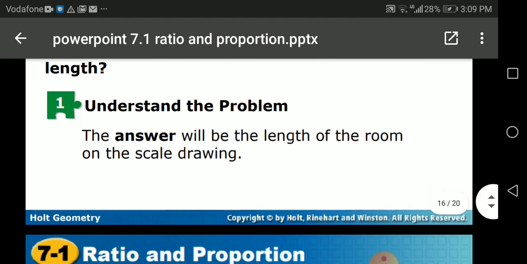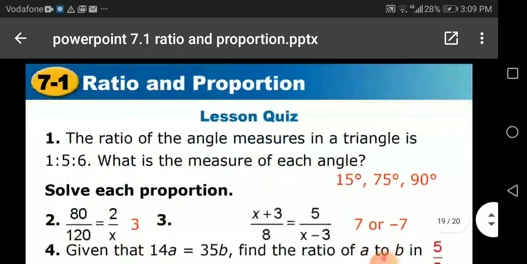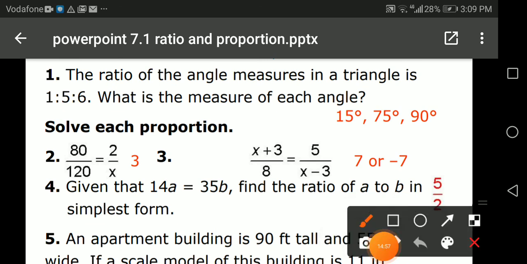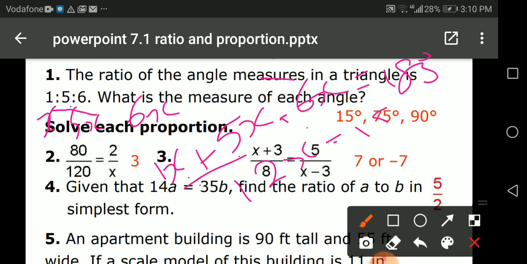Let's solve another one here, guys. The ratio of the angle measures in a triangle is 1 to 5 to 6. Find the measure of each angle. Remember, the angles sum to 180, so it's now very easy. I have x, 5x, and 6x. We add x plus 5x plus 6x, which gives 180. Then 1x plus 5x plus 6x gives me 12x equals 180, divide by 12, and then get the answer.